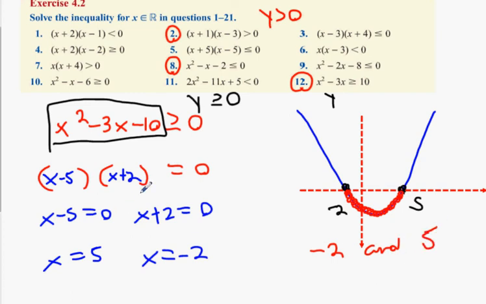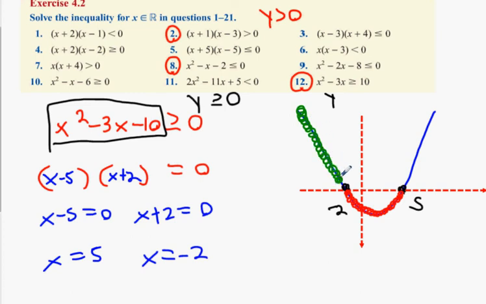Wait, no it's not. Oh, sorry. As in, the part that fails is in between -2 and 5. See, we're looking for it to be bigger than 0. The y value has to be bigger than 0. So we're looking for what part? We're looking for this part here, aren't we?